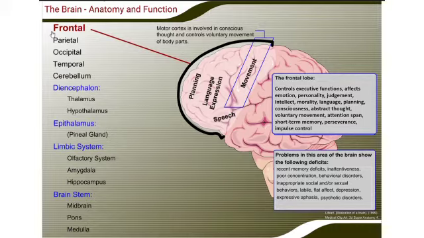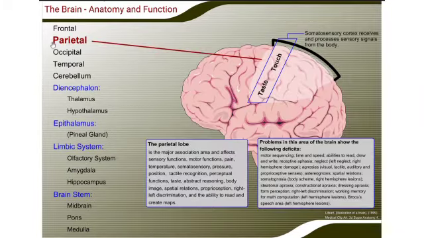Problems in this area of the brain show the following deficits: recent memory deficits, inattentiveness, poor concentration, behavioral disorders, inappropriate social and/or sexual behaviors, labile, flat affect, depression, expressive aphasia, and psychotic disorders. The frontal lobe also contains the motor cortex. The motor cortex is an area of the frontal lobe involved in the control of voluntary movements of body parts.